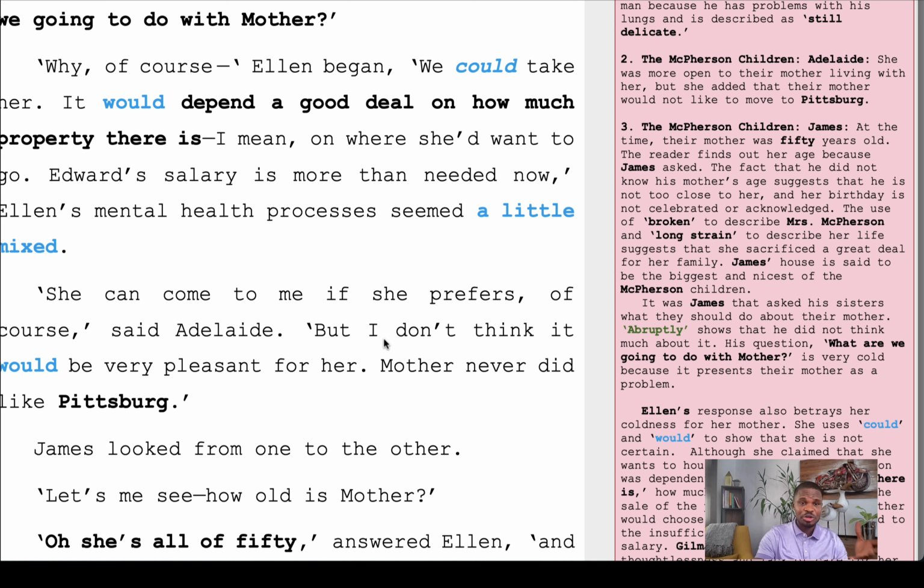So around this period, in the exchange or the dialogue between the siblings, there is this sense that Adelaide is the one that is more welcoming to their mother. But we're going to see that that's not the case at all.